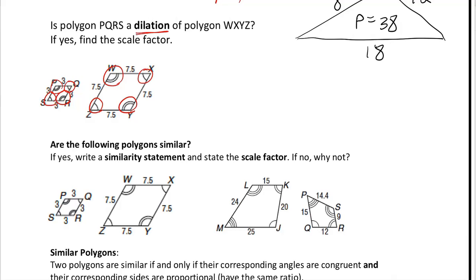Also, to be a dilation, you have to have the same scale factor, which is the amount that we've multiplied to make the shape bigger or smaller. So the scale factor can be found by dividing 7.5 by 3. That's the amount that was multiplied to make this smaller triangle into this bigger triangle.